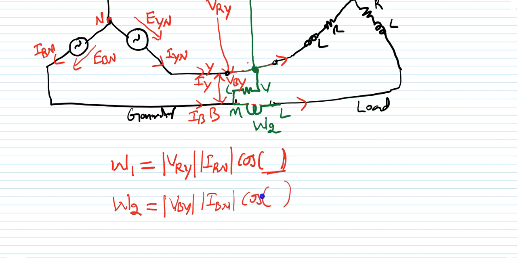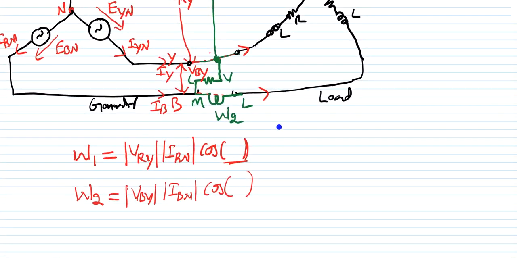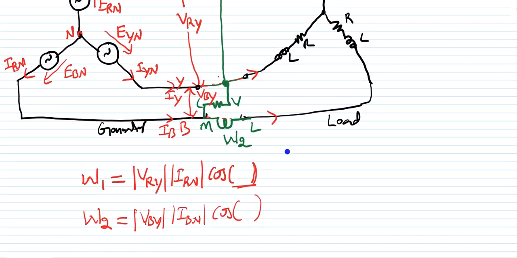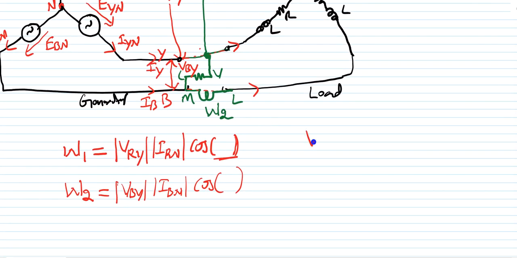So what is the angle? We'll decide later. So this is what W1 and W2, the wattmeters 1 and 2, measure. These are the things I'm writing here. After doing this, again what I want to write is, what is VRY?